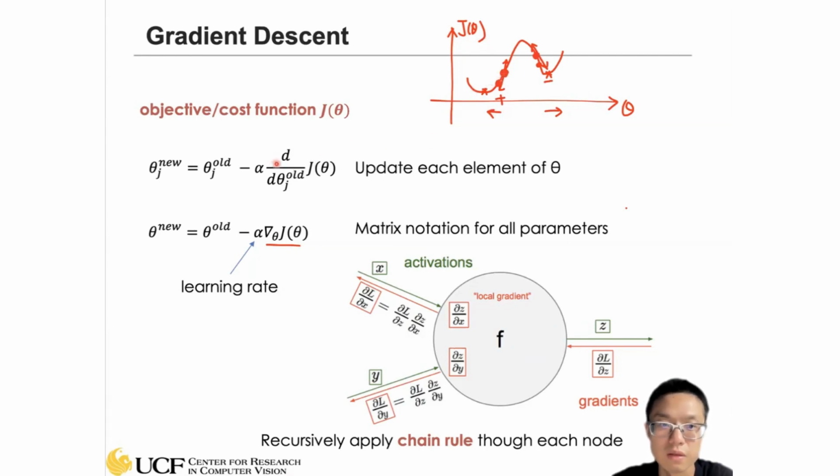So here, alpha is always going to be a positive value because it is a learning rate. So we subtract a positive slope, the gradient, and we end up with a new theta, which is a smaller value, getting us closer to this local minima.